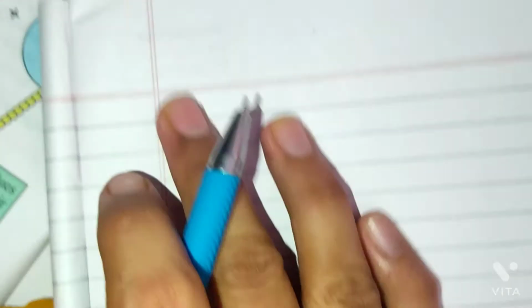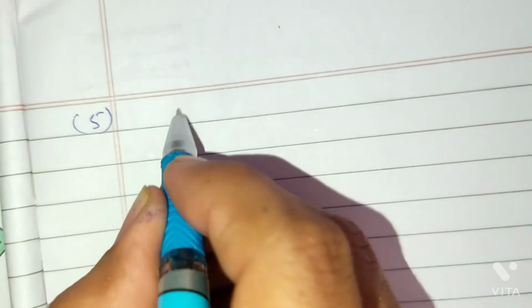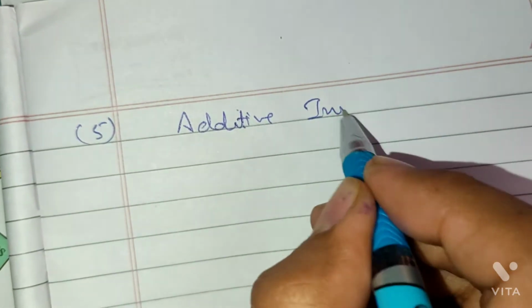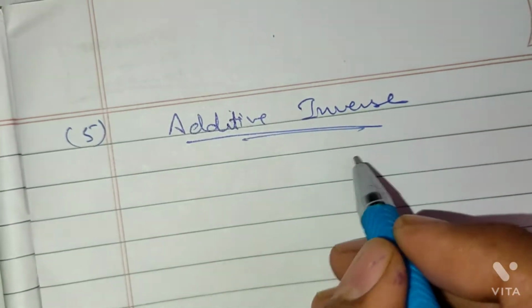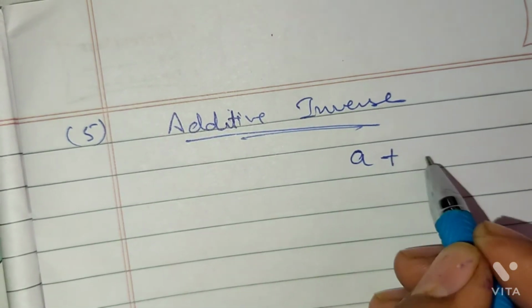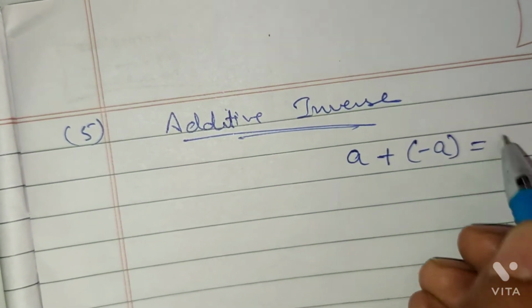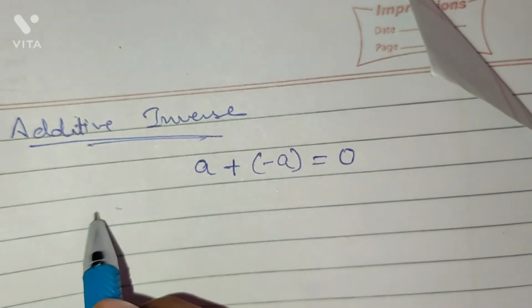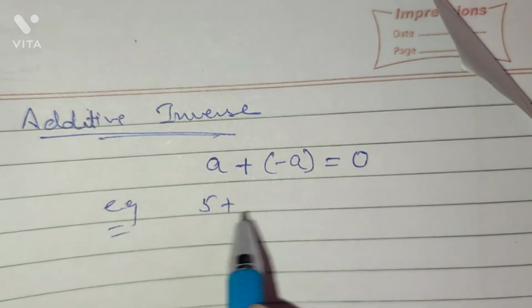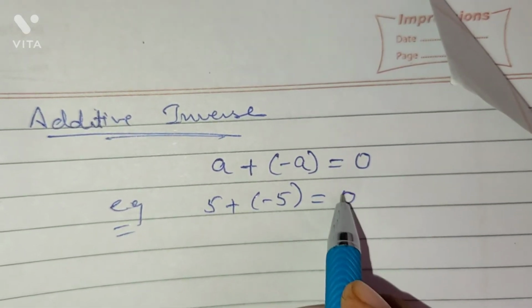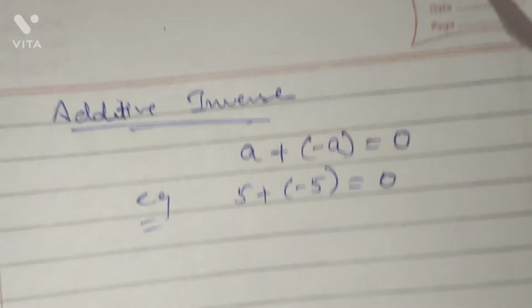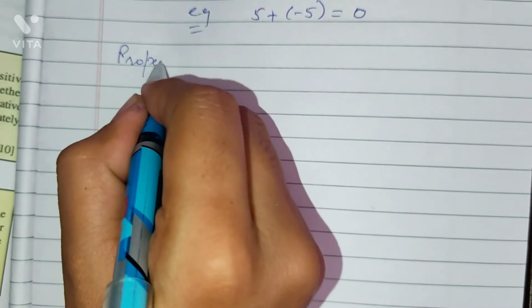Next property, the fifth one, is additive inverse. What do you mean by additive inverse? Means what should be added to a number to get 0? Means what should we add to A to get 0? It will be the opposite sign of the number. If we are taking 5, the additive inverse of 5 is minus 5, because by adding minus 5 to 5 we will get 0.